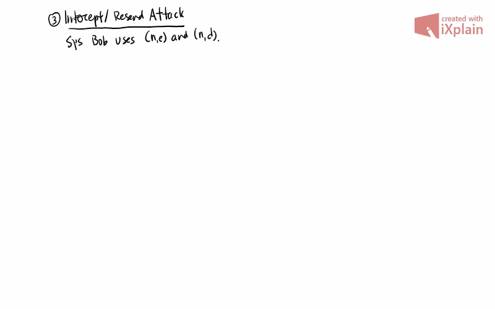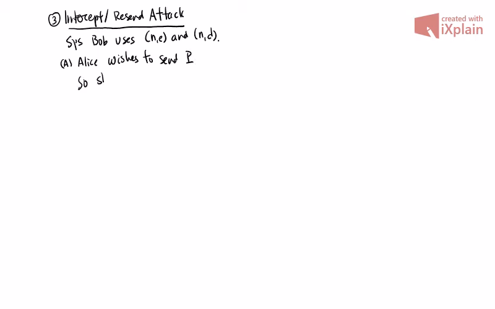This is sometimes called the intercept/resend attack. It can be thought of as a 'just be careful what you do with your garbage' attack. Suppose that Bob, this is a really nice, simple one, is going to use N, E and N, D. The E is the public one, the D is the private one. Alice wants to send a message. This is just one person. So she wants to send P.